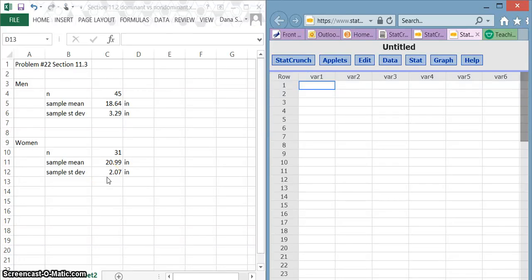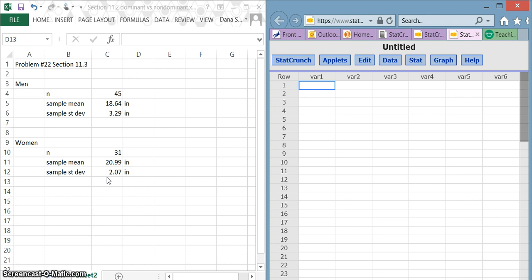For section 11.3, I want to look at a problem in the exercise set. When we look at this problem, we're going to do a hypothesis test, and we're going to look at the confidence interval with the same data. Problem number 22 compares the flexibility of men versus women.